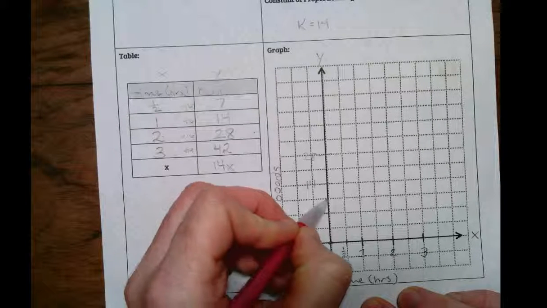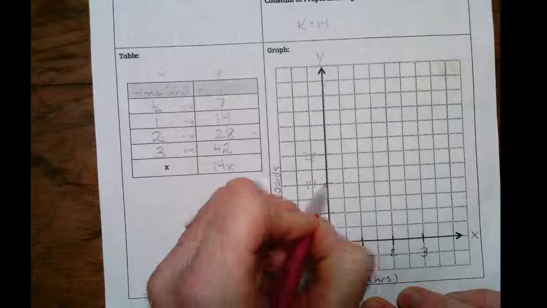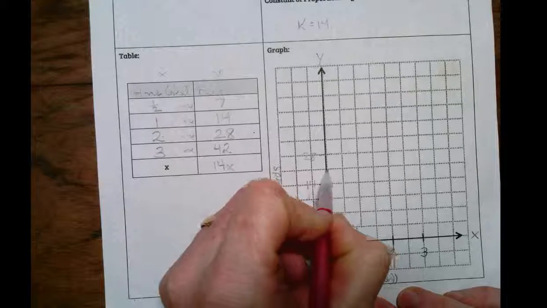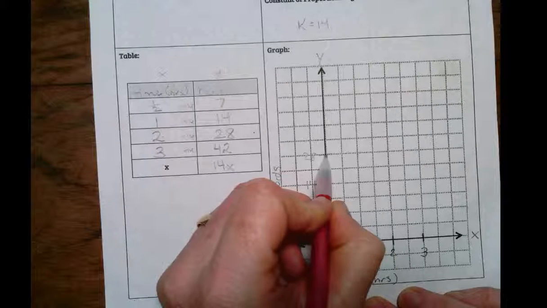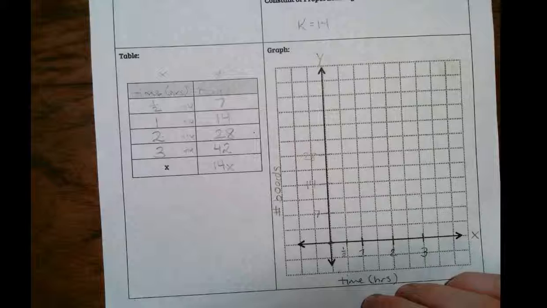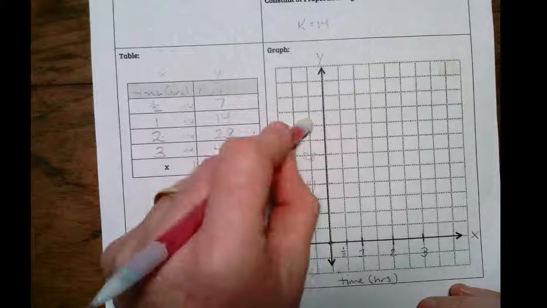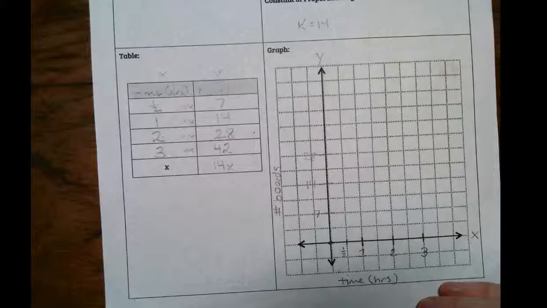3.5 more gets me to 10.5. 3.5 more gets me to 14. But then 3.5 more gets me to 17.5. 3.5 more would only get me to 21. So you have to be consistent. This would need to be 21. 28 wouldn't be till here, and you wouldn't get 42 on your graph.